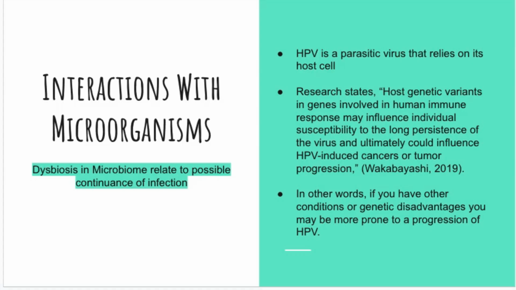Interactions with microorganisms. HPV is a parasitic virus that relies on its host cell. Research states host genetic variants in genes involved in human immune response may influence individual susceptibility to the long persistence of the virus and ultimately could influence HPV-induced cancers or tumor progressions, from Wakabayashi 2019. In other words, if you have these conditions or genetic disadvantages, you may be more prone to a progression of HPV in the body.